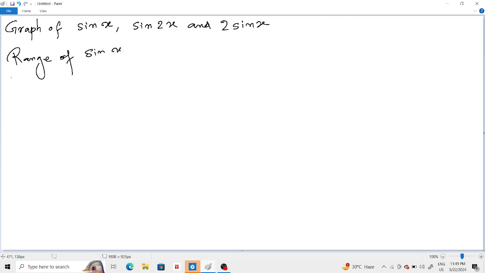So the range of sin x is actually closed interval -1 to 1. That means the value of sin x is going to be minimum -1 and it's going to be maximum +1. The meaning of closed interval over here, that is a square bracket, is that -1 and +1, both the values are included.